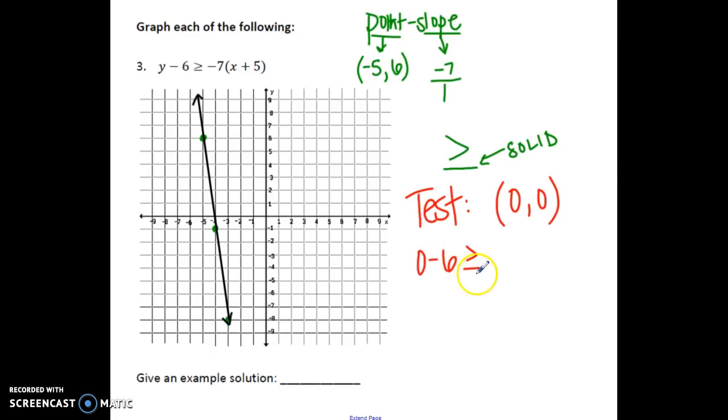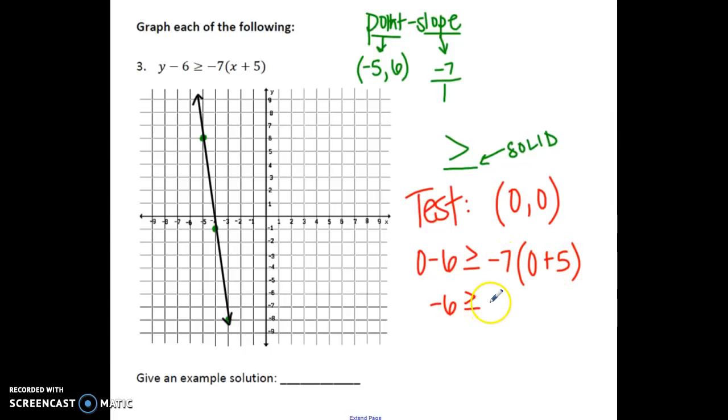We're testing if this is a true statement. Is the left side greater than or equal to negative 7 times, we're going to plug 0 in for x, plus 5? Well, over here, 0 minus 6 is negative 6. We're testing, is negative 6 greater than or equal to negative 7 times 0 plus 5? 0 plus 5 is 5.